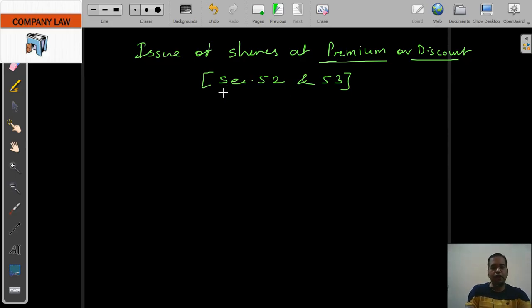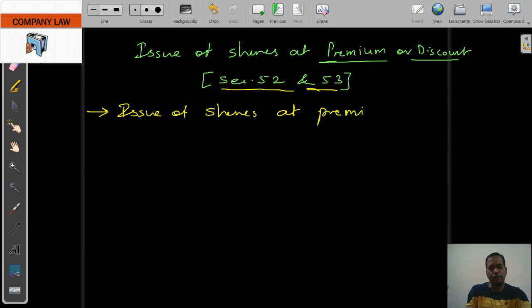Let's try to understand section 52 and section 53. What is issue of shares at premium? Issue of shares at premium.